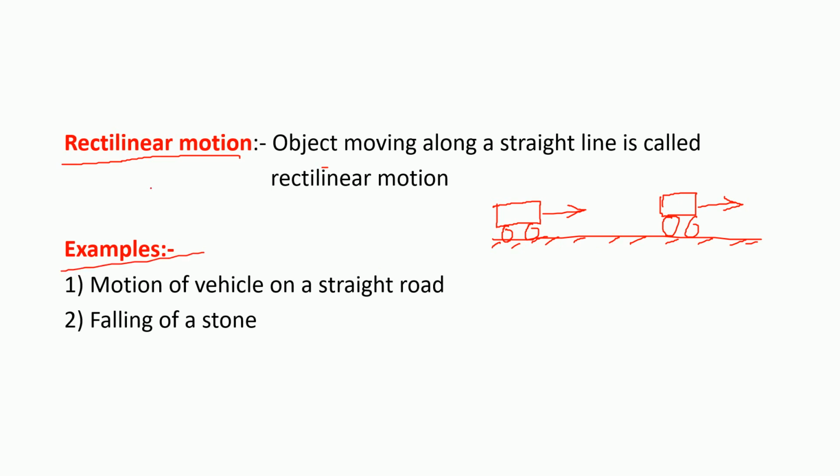These are some examples of rectilinear motion: motion of a vehicle on a straight road is called rectilinear motion. Second point is falling of a stone. Falling of a stone from a tree or from some distance h above the ground is also rectilinear motion.